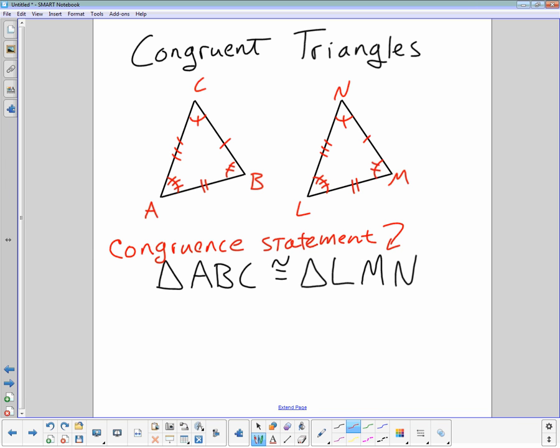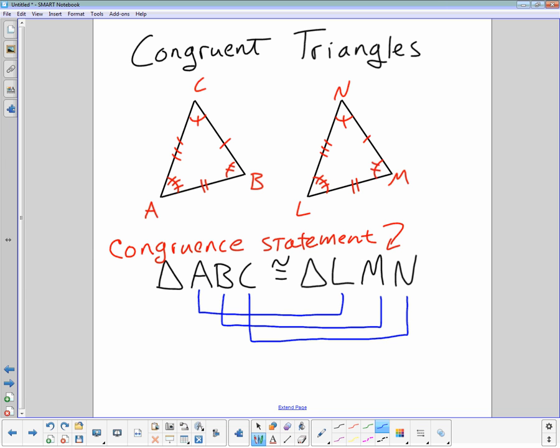And a congruence statement tells me a lot. It says that this part is congruent to that part. And so A corresponds to L, B corresponds to M, and C corresponds to N. Now, the way I drew these, they look exactly the same. They're both pointed the same direction. Everybody looks exactly the same. That's probably as simple as it's going to get.